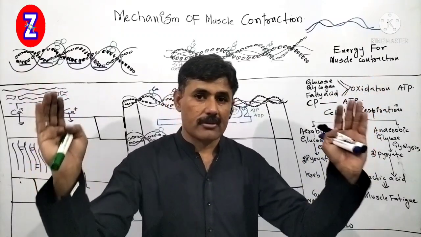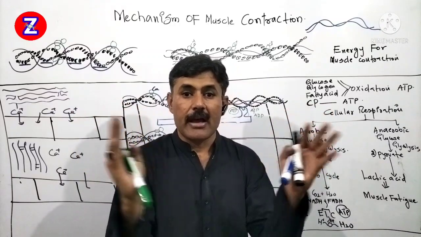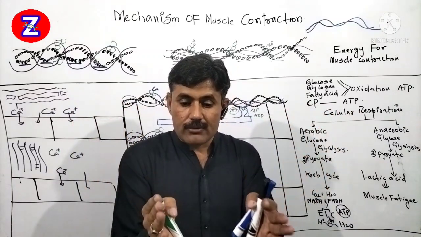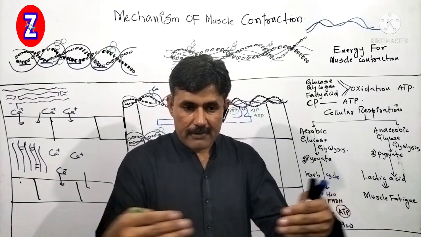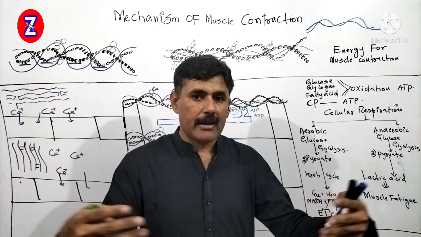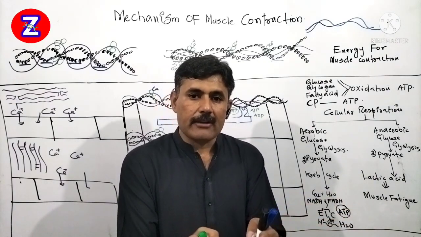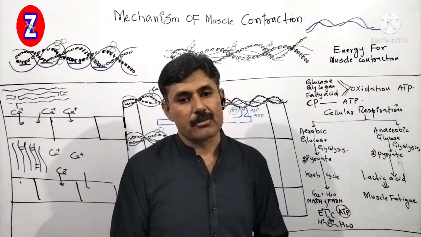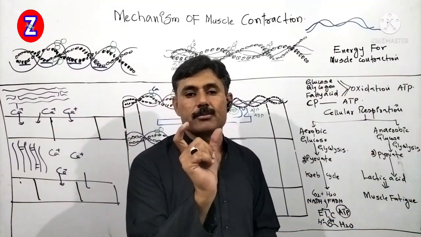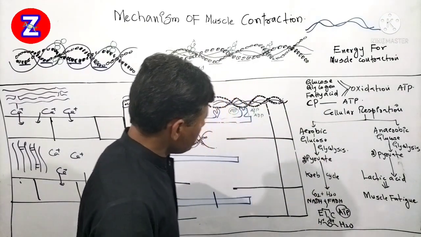to the cross bridges of myosin, and myosin would be dragging them towards the center, and gradually the H zone would start decreasing, and the filaments start overlapping in the A band region. And in this way, the gradual decrease in the H zone will bring the Z lines together, and the sarcomere would be reduced and become short, and that would constitute the contraction of muscles.